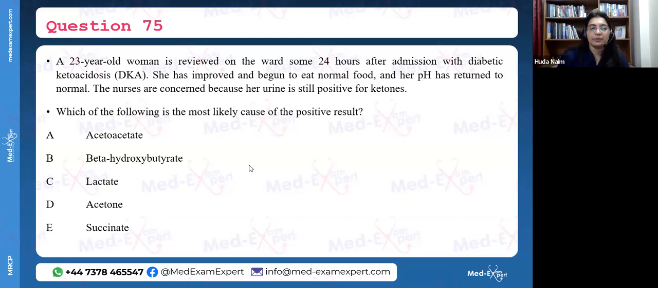So you have a female who's 23 years old and she was in diabetic ketoacidosis. Her pH is okay, but still she has positive ketones, which is the ketone that remains positive for a very long period of time. Very important to know about diabetic ketoacidosis. You will always have questions on diabetic ketoacidosis on the exam. So, waiting for the answers.